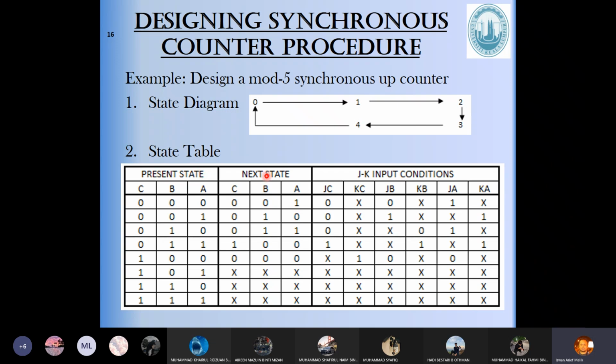First one, you'll be having the present state. Then next one is the next state. And then last one is the JK input condition. So JK flip-flop input condition. So you have to have this. Alright.